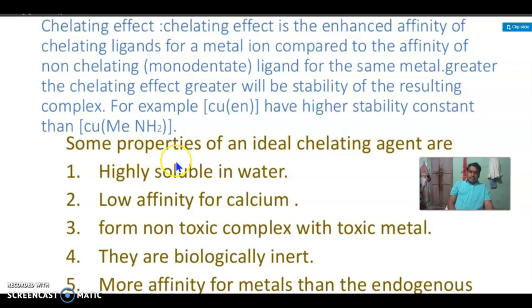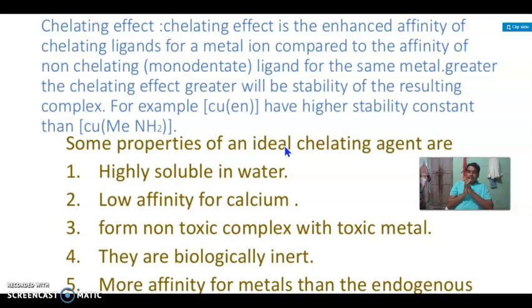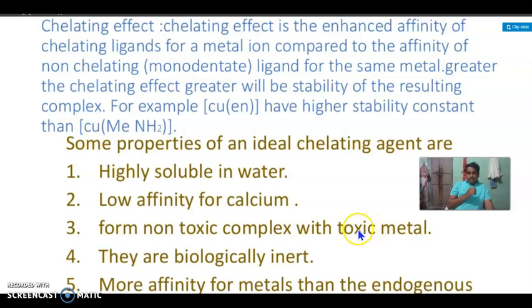The chelating agents are highly soluble in water. They have low affinity for calcium, and form non-toxic complexes with toxic metals. They are biologically inert, with more affinity for the metal than the endogenous ligands.